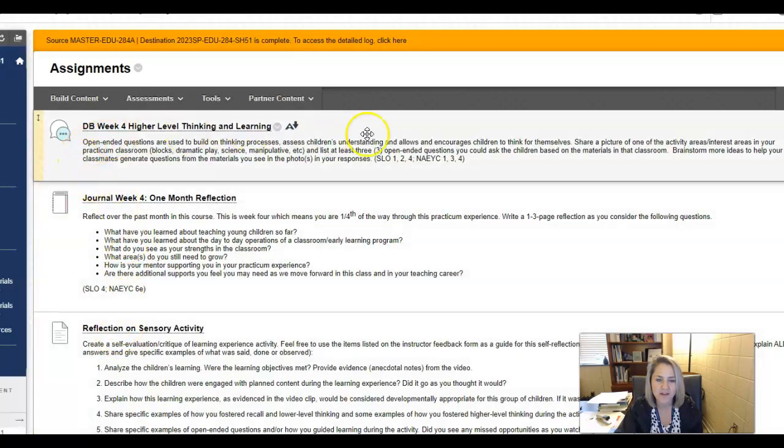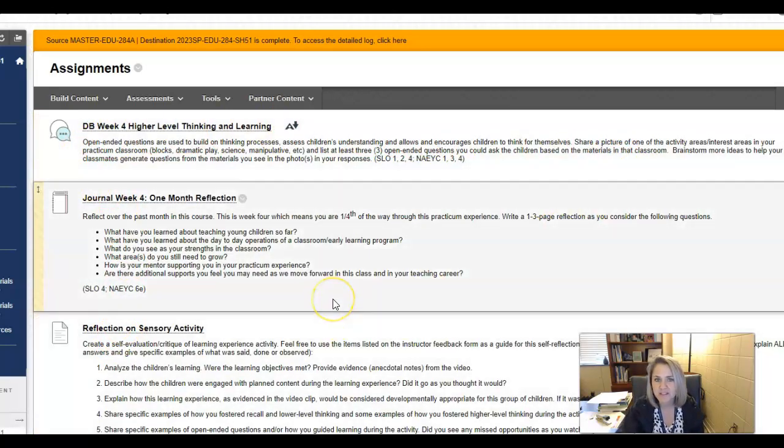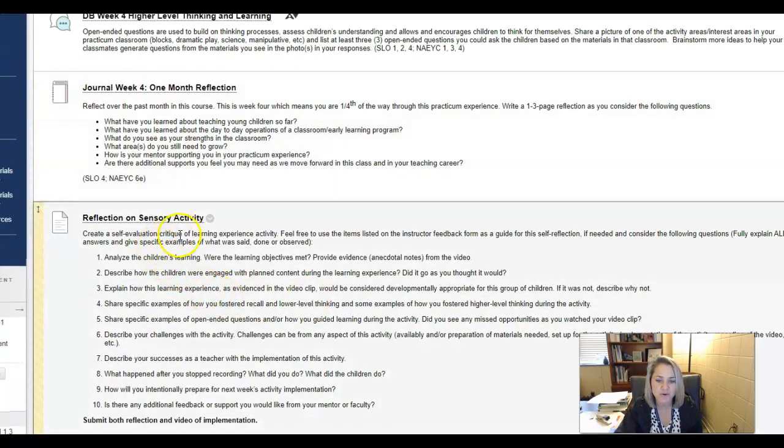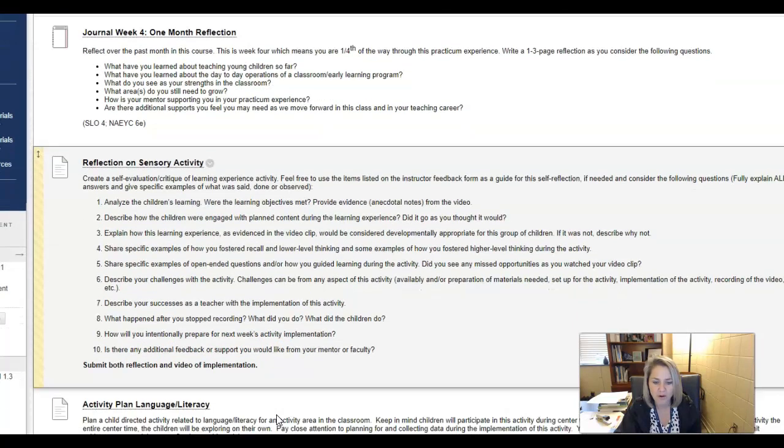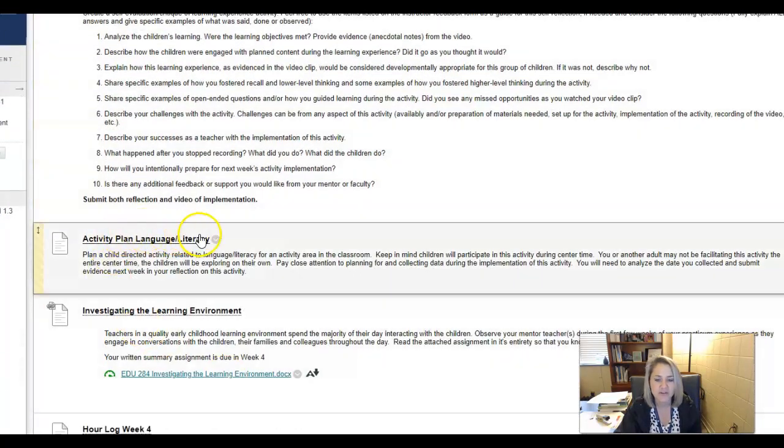For your assignments, your discussion board this week is related to higher level thinking. Your journal is reflecting on the first month of your practicum experience. You are going to do a reflection on your sensory activity. This is where you will also submit your video recording. And then your activity plan that you're planning for next week is on language and literacy.